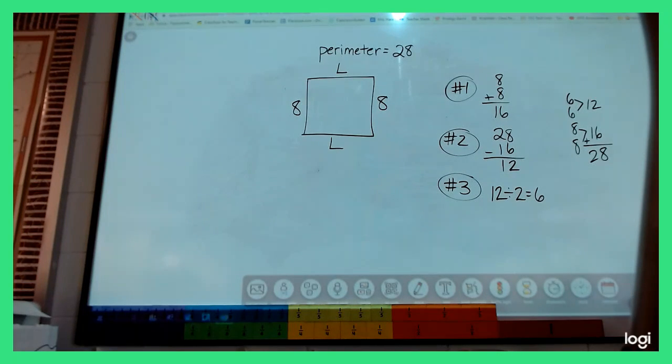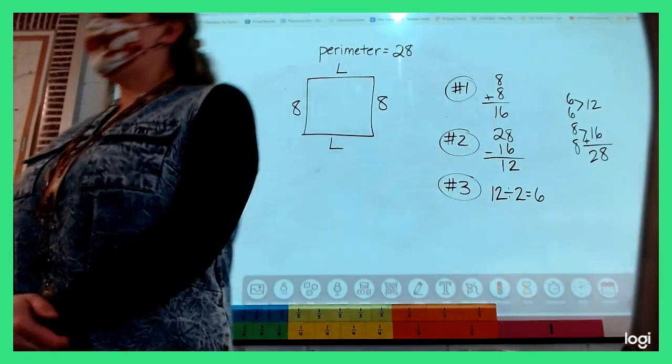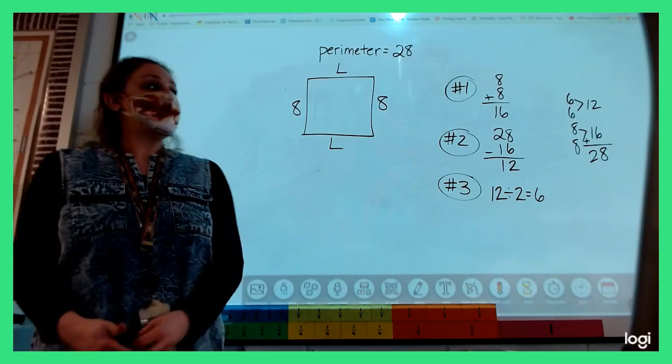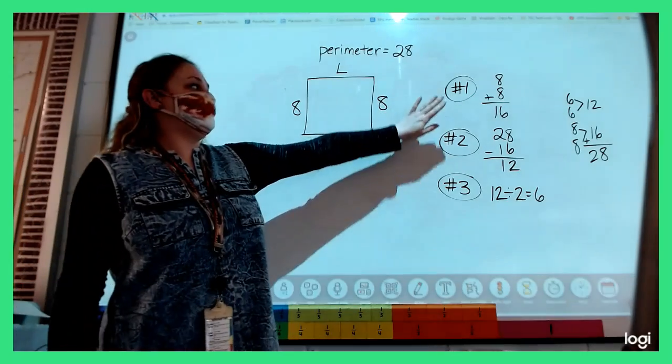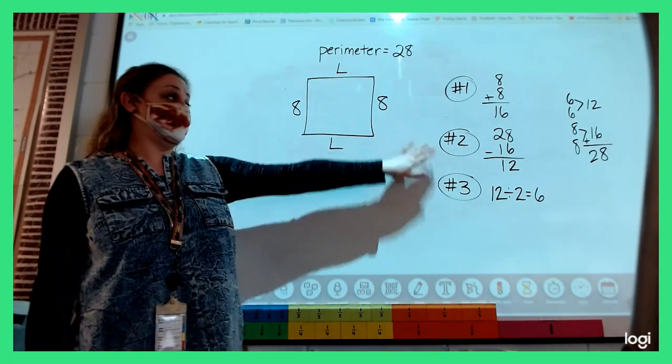Shh, boys. So, if you're not getting it quite yet, we'll do more practice. Practice makes perfect, right? But remember the 3 steps. Add the sides you know, subtract it from the perimeter, divide it by 2. Works every time, okay?